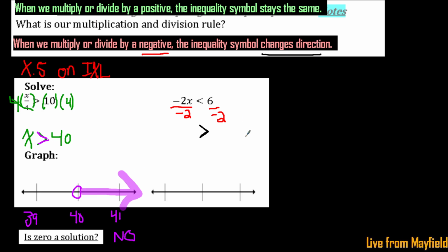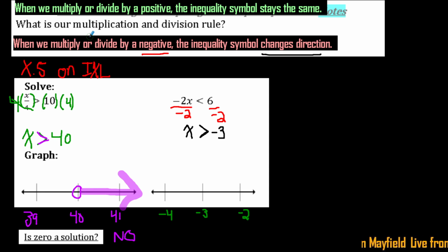And so now what do I have? On the left side, I have an x. On the right side, I have a negative 3. When you go to graph it, I can say something like this. Let's do the value in the middle. So I have a negative 3, with 1 below and 1 above.